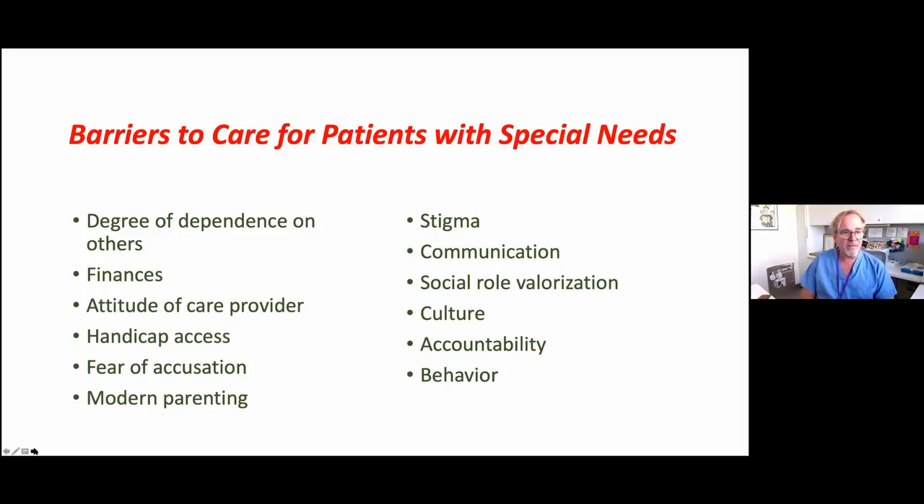Some of the other barriers that we have are finances, as we spoke about before, the attitude of a care provider, having a lack of access to offices, modern parenting skills, stigmas, communication, social role valorization, culture, accountability, and behavior. So these are just some of the access barriers.